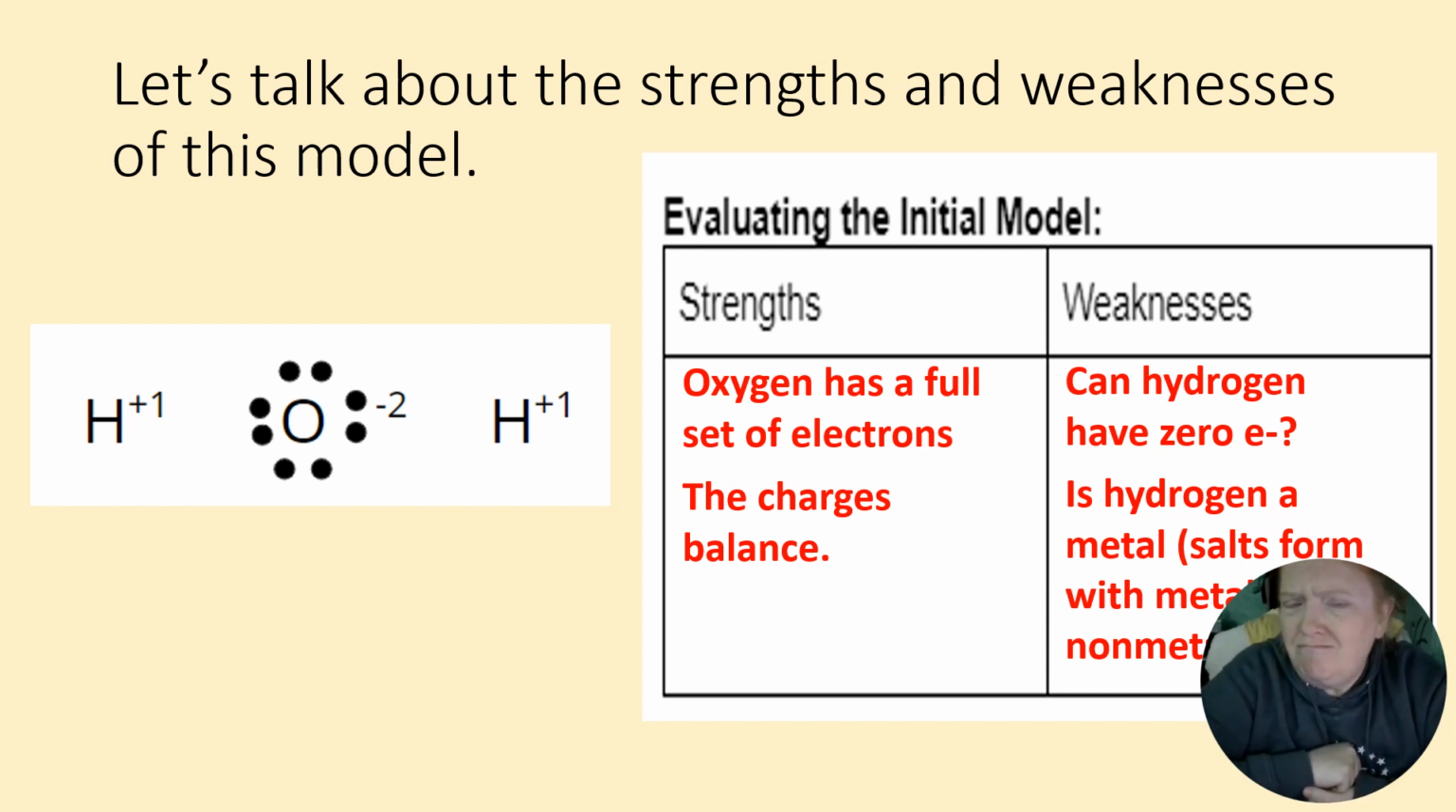But I have some questions. So first, can hydrogen have 0 electrons? So remember, hydrogen had 1. And when we talked about salts forming, the goal was to get a full outer energy level. So does that mean losing and having none? I don't know. And is hydrogen a metal? So think about metals, right? We know that salts were formed from a metal and a non-metal. So hydrogen as the positive cation, is it a metal? So can it form salts in the same way?